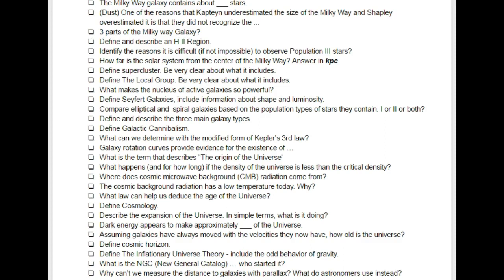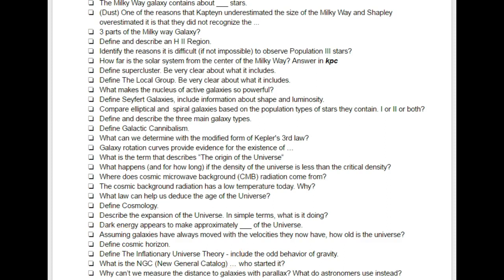Define the cosmic horizon. You should look up this definition, and it should describe a specific distance related to the speed of light. Define the inflationary theory, or inflationary universe theory, and include the odd behavior. You should see something in this definition where it describes gravity as being a repulsive force. Gravity as we know it is always attractive and not repulsive, but in the inflationary universe theory, at one point, gravity was actually repulsive.